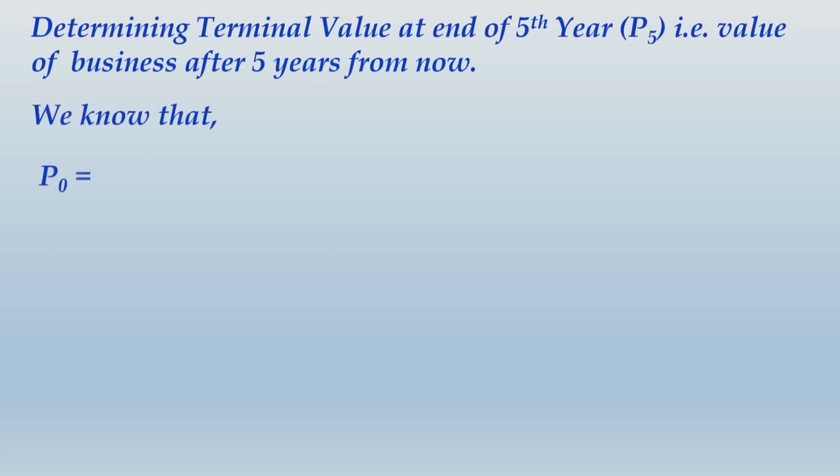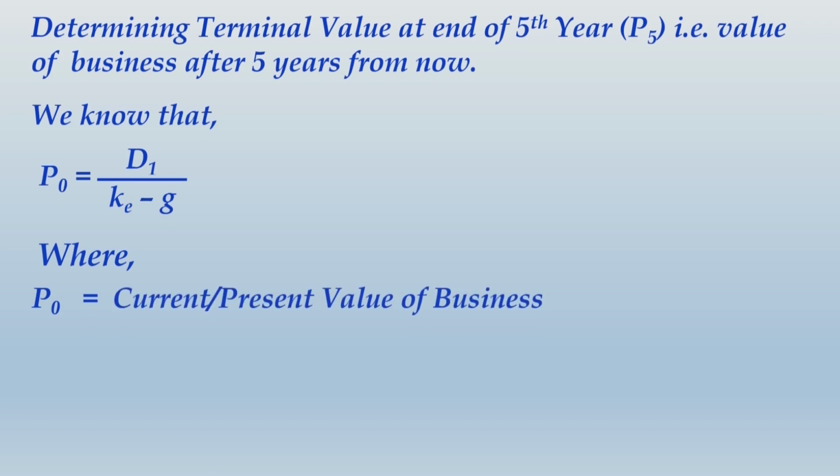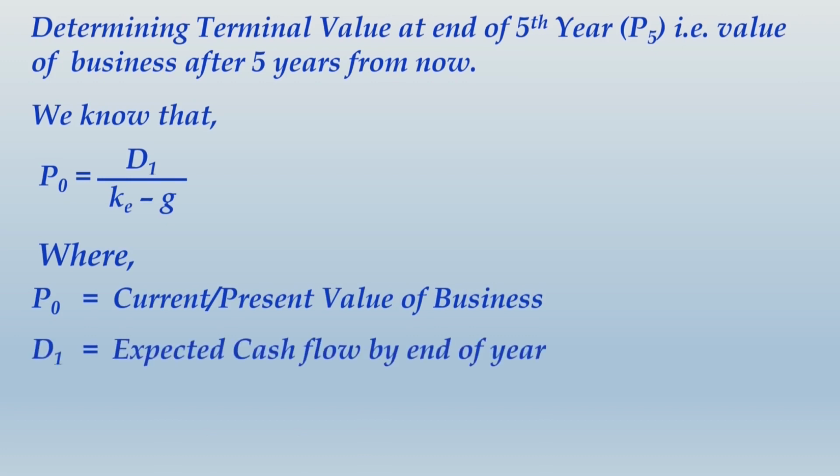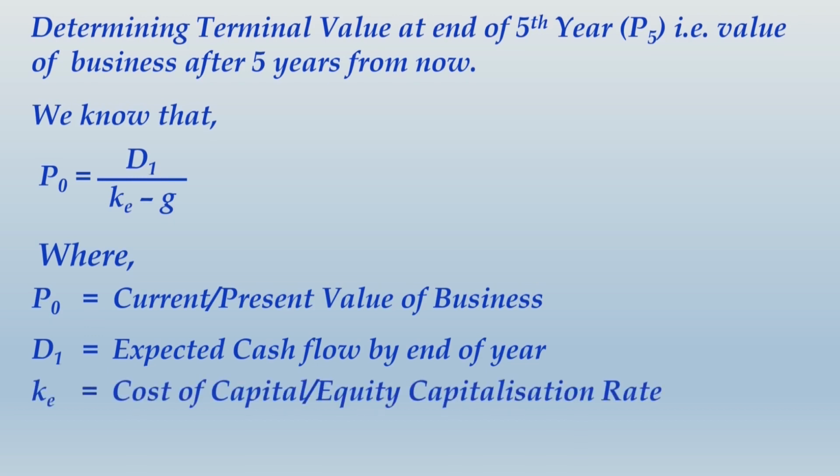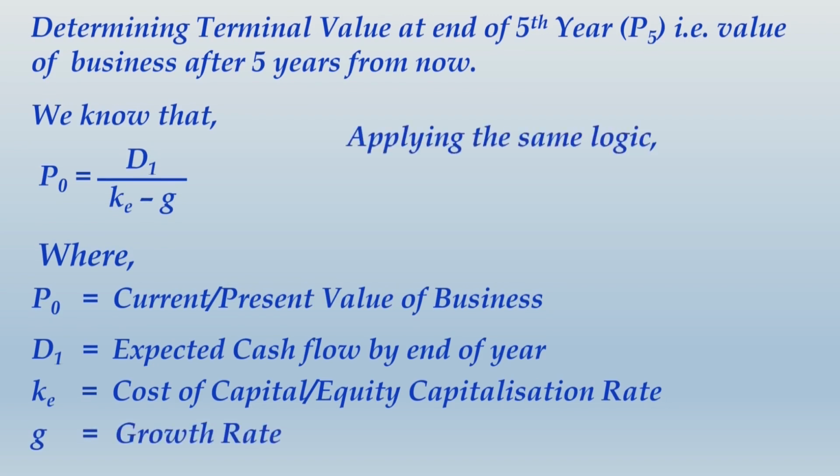So what we know is P0 equals D1 upon KE minus G, where P0 stands for the current market price or the current value of the business, or you may also call it as a present value of the business. D1 is the expected cash flow by year end. KE is the cost of capital or equity capitalization rate. You may consider this as expected rate of return by the shareholders as well. And G stands for growth rate. So applying the same logic, what you will get is P5 equals D6 upon KE minus G.